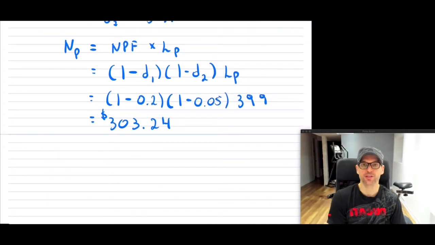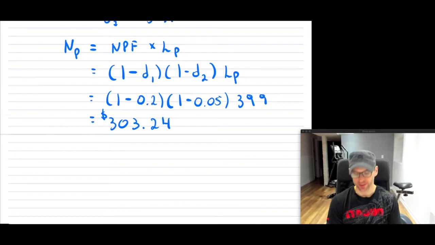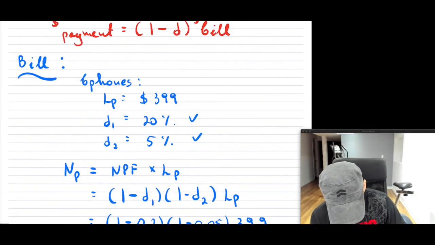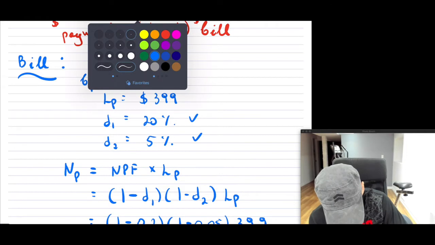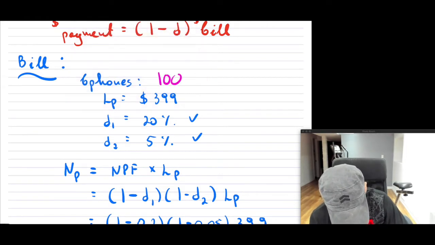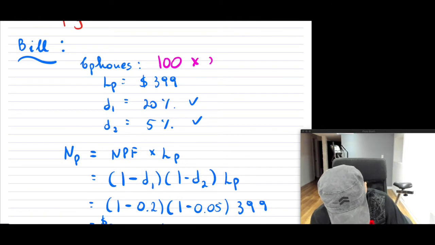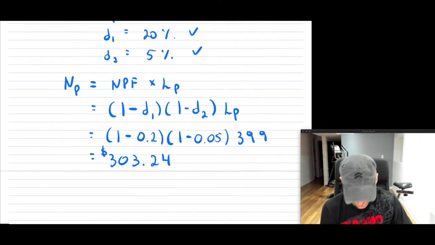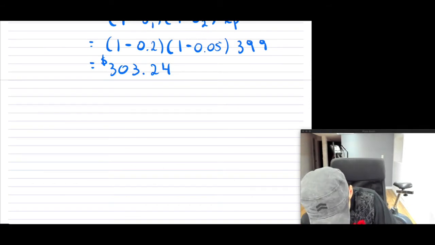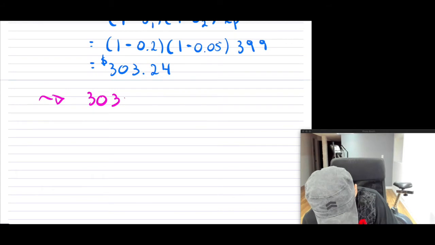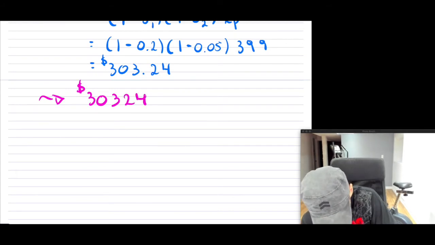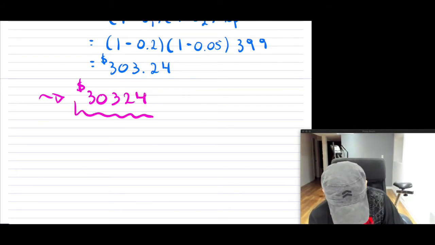How many phones did I buy? 100. So for the B phones, I have 100 phones times one of them is costing me $303.24. So on the bill, if you multiply that through, that's how much my B phones would cost me.